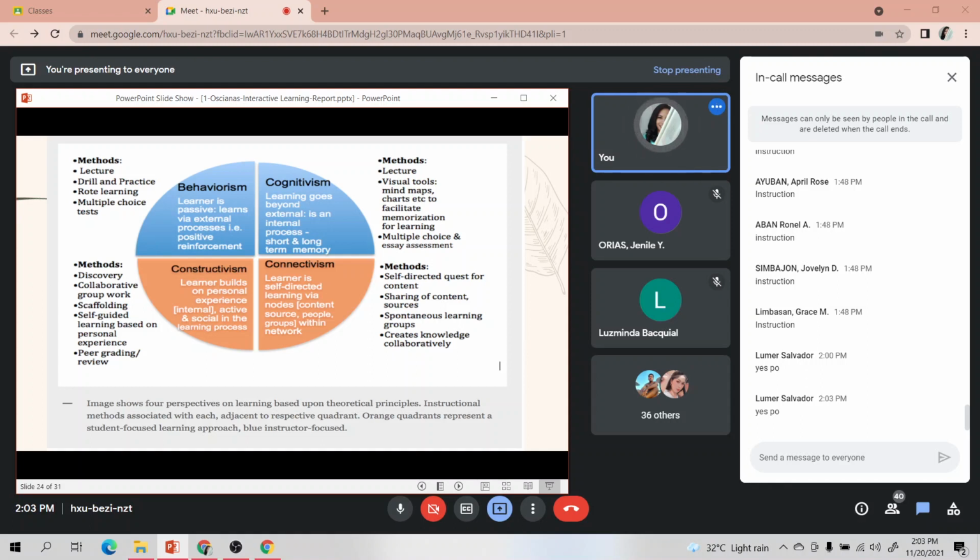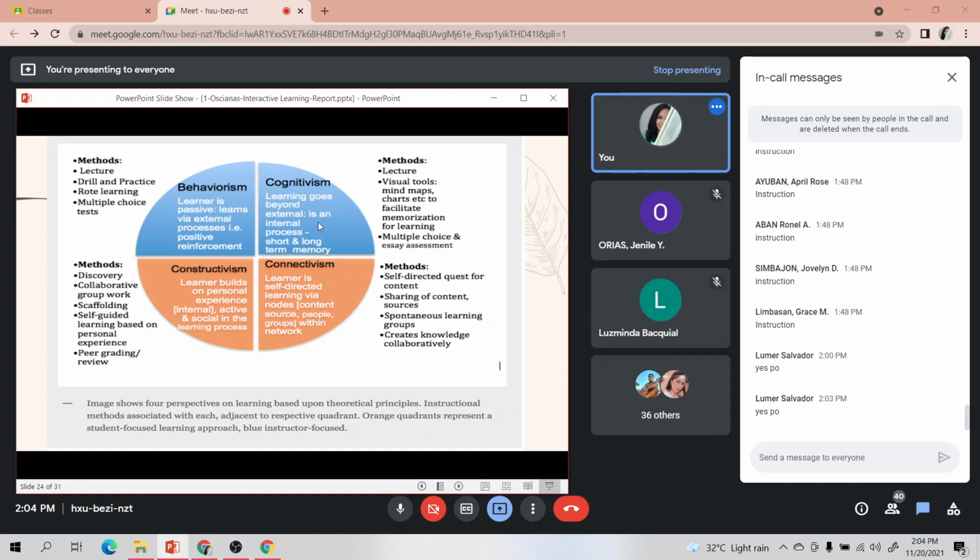So basically, if it's interactive and you need your students to be actively involved in the lesson, you just choose constructivism and connectivism. So these are the methods, as they say. So for behaviorism, the learner is passive. And examples of the methods are lecture, chalk and talk, drill and practice, rote learning, then multiple choice test.